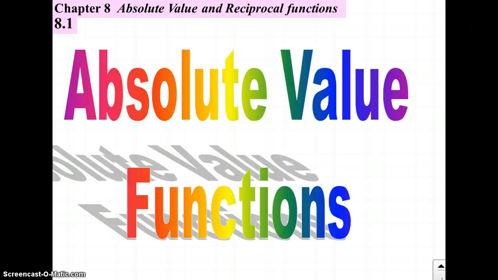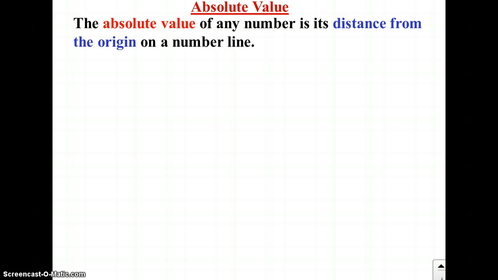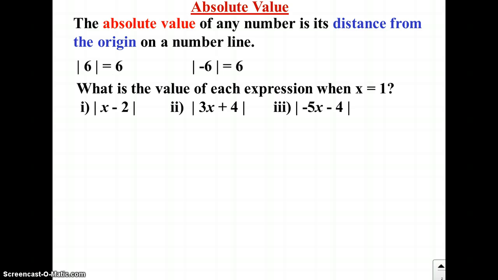Hey, Math 20-1. Today we're going to look at absolute value functions, the start of this unit. So some initial introduction stuff. The absolute value of any number is its distance from the origin on a number line. So the absolute value of 6 is 6. The absolute value of -6 is also 6 because they are both 6 units away from 0 on a number line. So what's the value of each expression when x is 1?